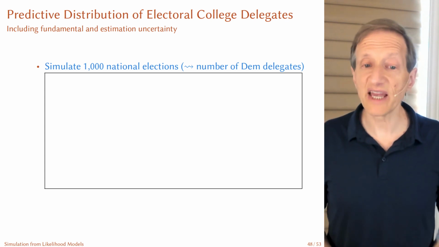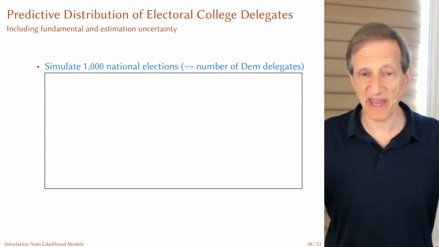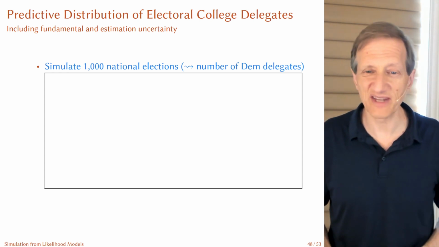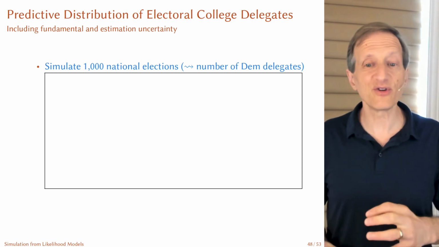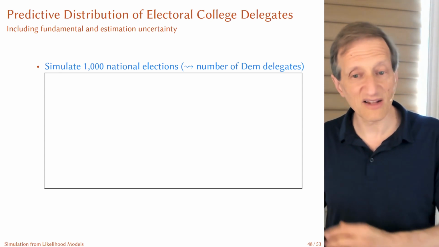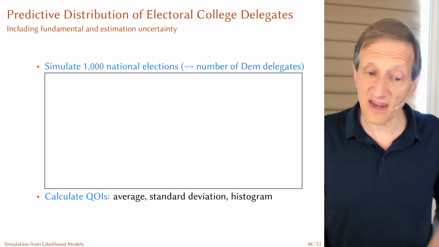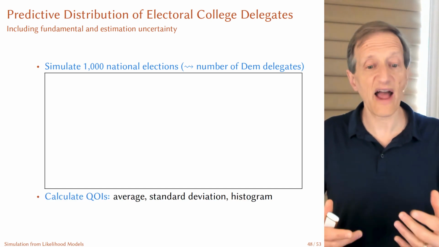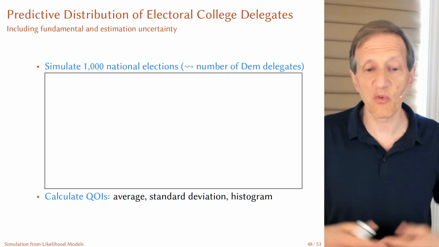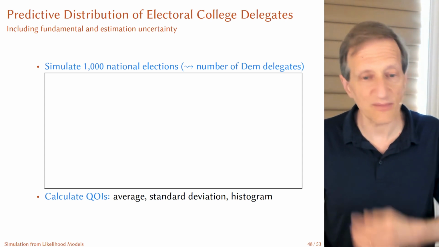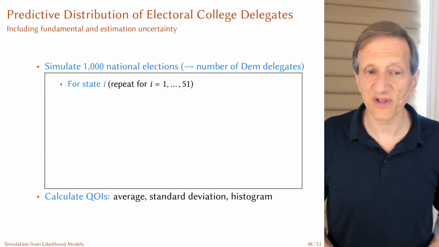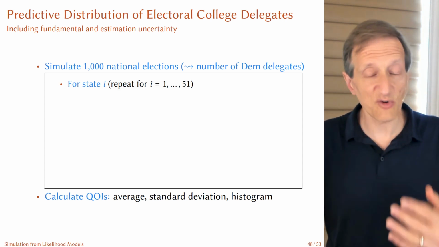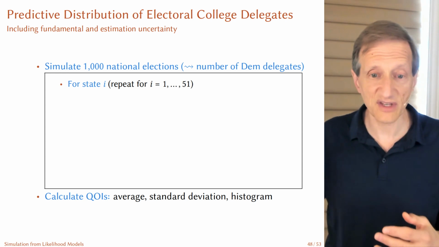So how are we going to do this? We're going to simulate 1,000 national elections. We can make it 10,000 too. It's not a big deal. We just change the loop that I'm going to show you. That's going to produce the number of Electoral College delegates for the Democrats. Then, once we have that, we will calculate whatever quantities of interest we want: average, standard deviation, histograms. So let's look at this algorithm.